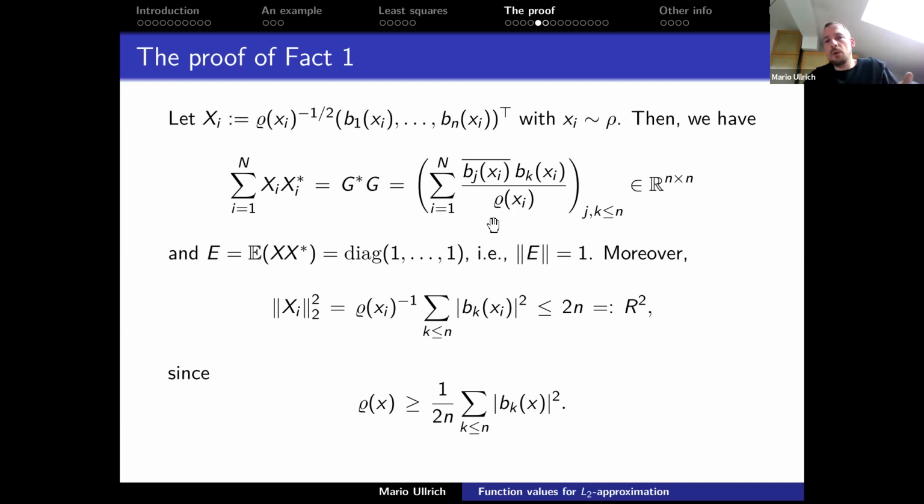Okay. Now it's easy to check. That's an orthonormal basis. The expectation of this matrix is just the diagonal matrix, the operator norm, so L2 norm, is 1. And what we also get is the norm of this xi. Just check, that's directly written here. So the L2 norm squared is 1 divided by the density times the squared sum of these vectors. Okay. And this was the reason for choosing our density as it is.